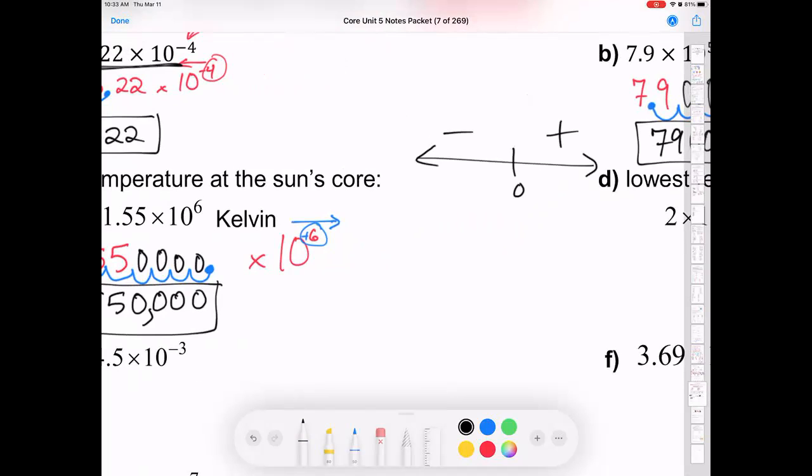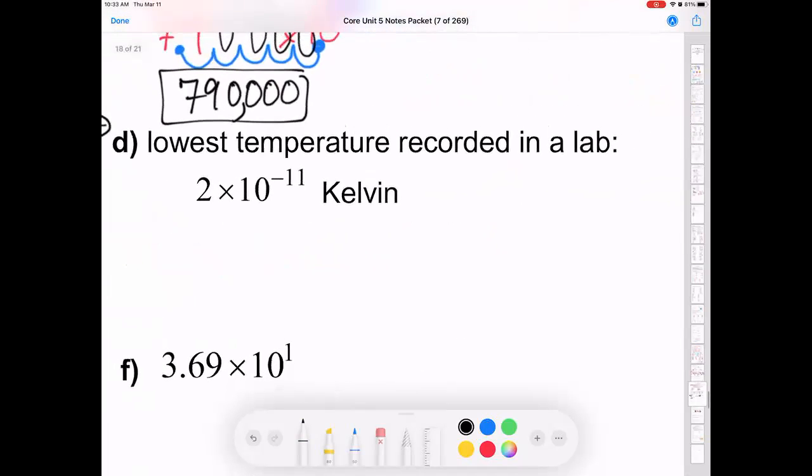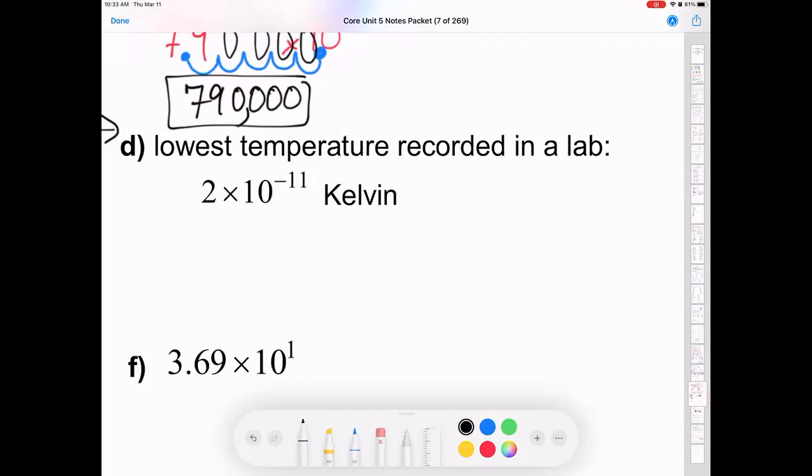Okay. All right. The lowest temperature recorded in a lab. This is actually pretty interesting. In other words, they're saying basically how cool can something get? Like how much can you freeze an item? So notice how it just says 2 times 10 to the negative 11th like that. Well, the question becomes, where is our decimal place? Where would that actually be at?